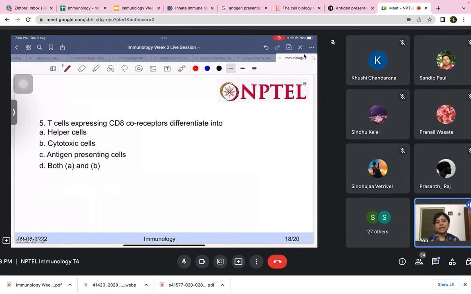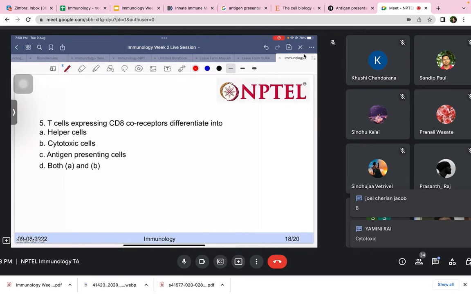Okay, moving on to the last question of this session. T cells which express CD8 co-receptors differentiate into which types of cells?